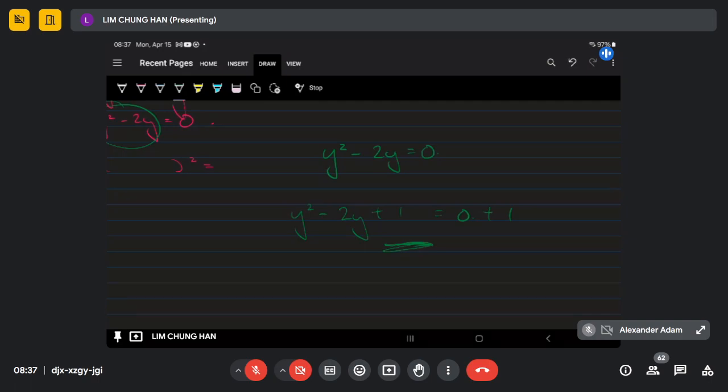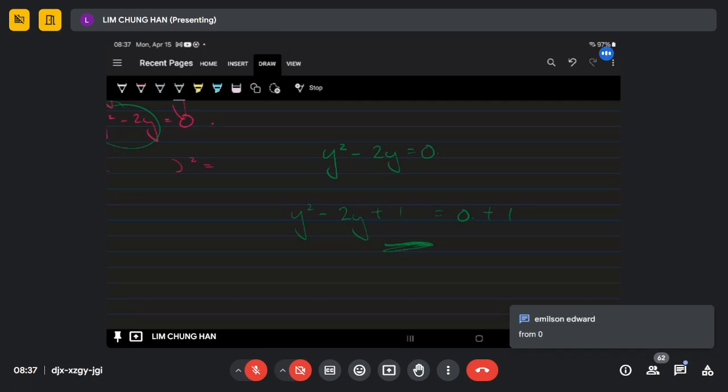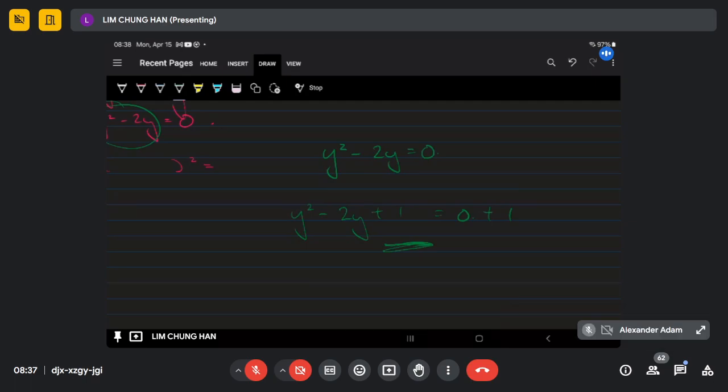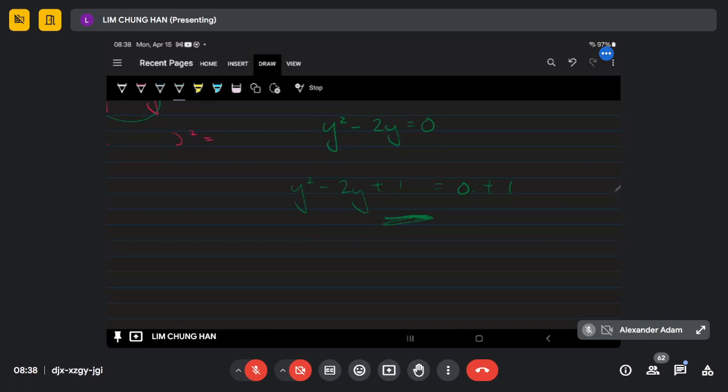How do you know what number to put in so that you can factorize it? You cannot simply put any number. You put 2, it doesn't work. You put 3, it doesn't work. You put 4, it doesn't work. It only works if you put in 1. So if I put in 1, then when I factorize, now I can factorize, right? It's y minus 1 squared. Right? Done. And then on the right hand side, you still have the 1 there. So you have to keep that 1 there.